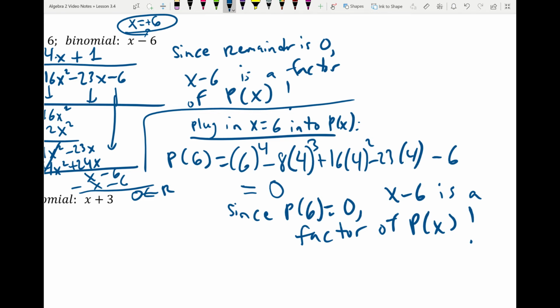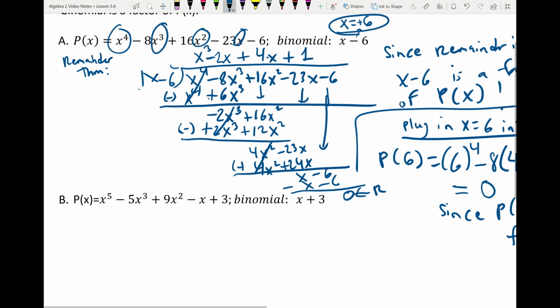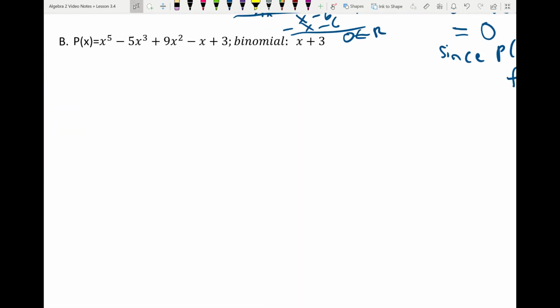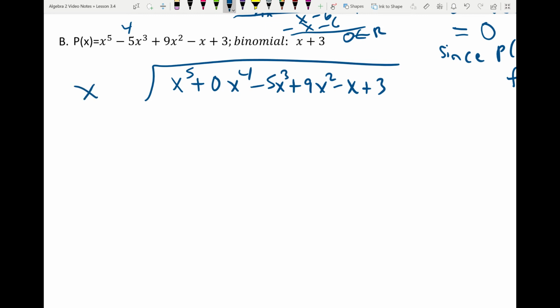All right. Now let's look at part B. Same deal. So now we can go through it a little bit faster. So x to the 5th minus 5. Oops, we are missing a 4th power, right? We have 5, 3, and 2, and 1, but we don't have 4. So let's remember to include the 4th power. So we're going to divide that by x plus 3.